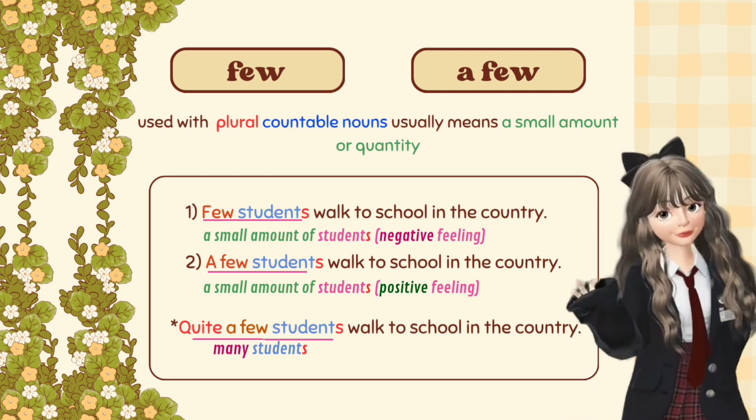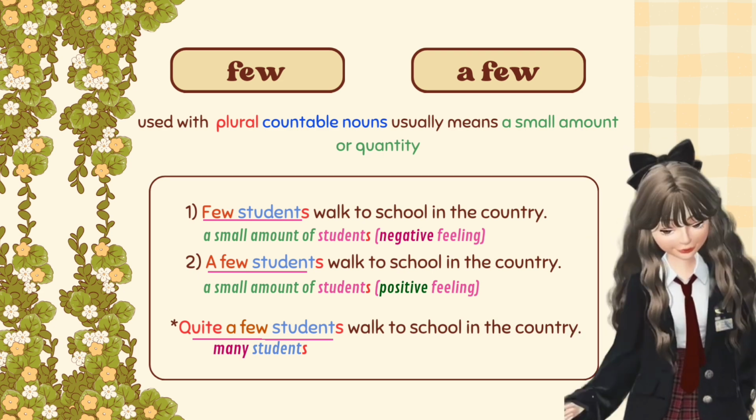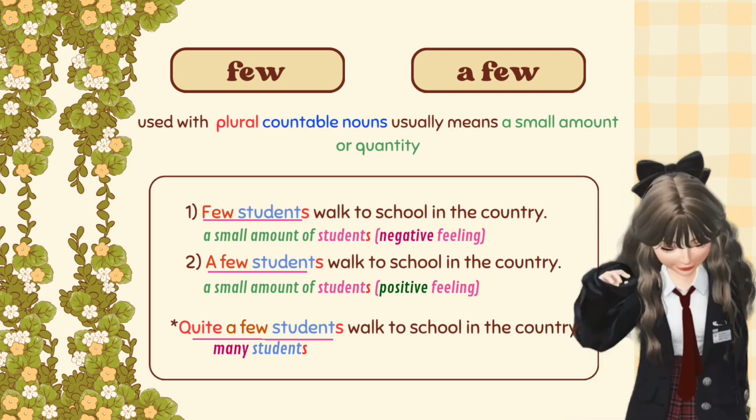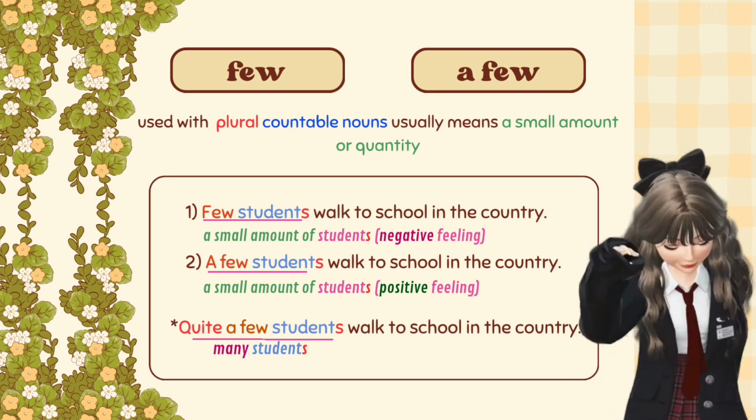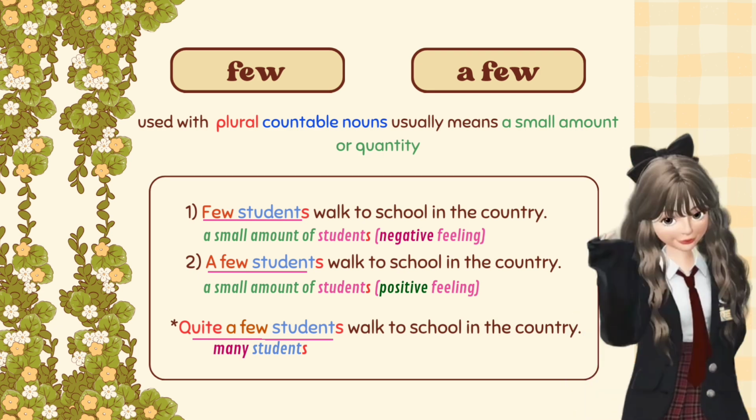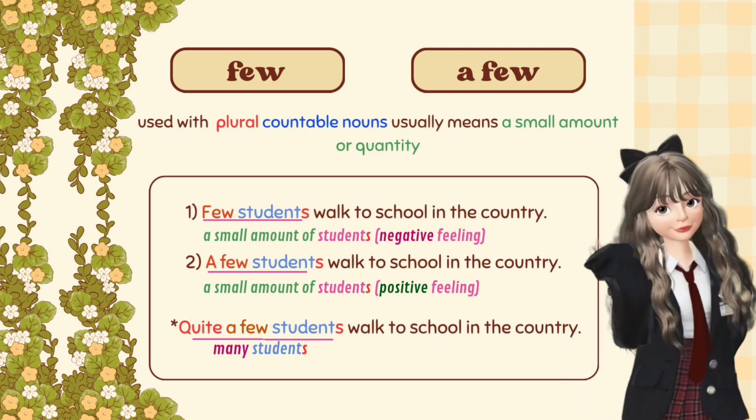Now, you have to be careful, alright? Because there is an exception. That is, if you put quite in front of a few, it changes everything. Let's look at the example: quite a few students walk to school in the country.